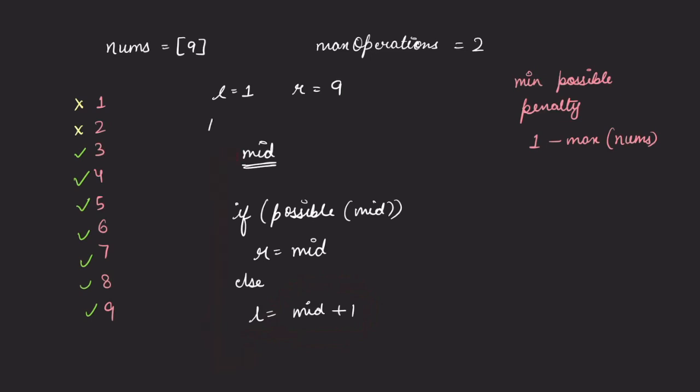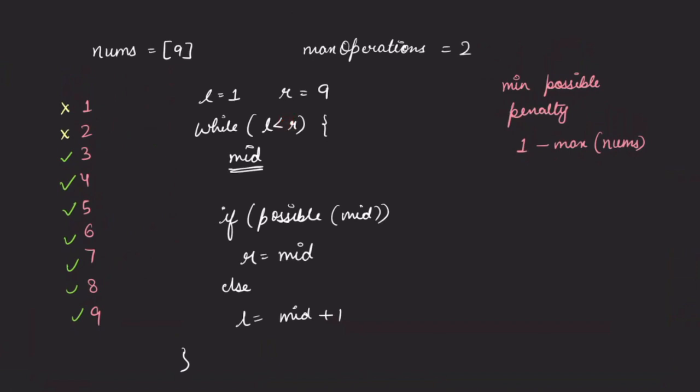And what is going to be the loop? It will be while left is less than r. Why have we taken less than r and not less than or equal to r? Because here we are doing r equals mid. If I take an equals sign over here and my l and r are both equal and the answer is also possible for this, then my loop will be stuck here. That is why we will take less than r over here. And once the loop is finished, our answer will be present in L, because we want the minimum possible penalty.